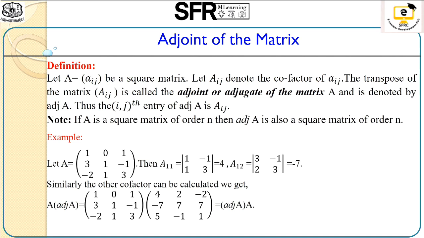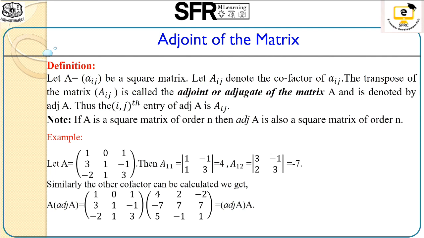Next, I want to define the adjoint of a matrix. Let A equal to Aij be a square matrix. Let Aij denote the cofactor of Aij. The transpose of the matrix of cofactors is called the adjoint or adjugate of the matrix A and is denoted by adjoint of A. I am defining the adjoint because, if we find the adjoint, then only we can easily derive the inverse of a matrix. Thus, the ijth entry of the adjoint of A is Aji.